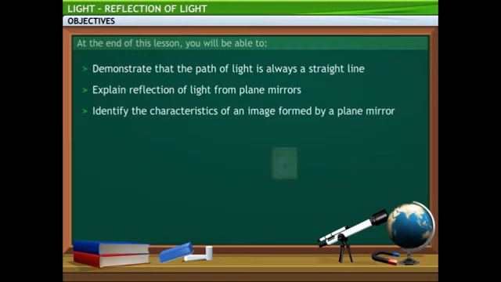Want to find out more? Stay with us. In this lesson, you will learn about the reflection of light from plane mirrors. At the end of this lesson, you will be able to demonstrate that the path of light is always a straight line, explain reflection of light from plane mirrors, and identify the characteristics of an image formed by a plane mirror.